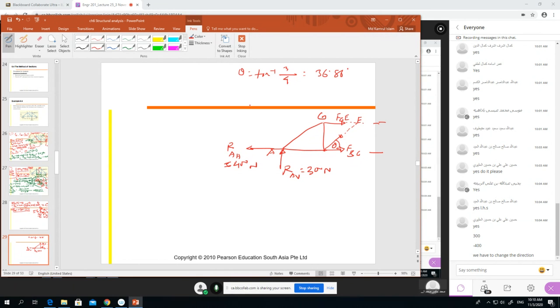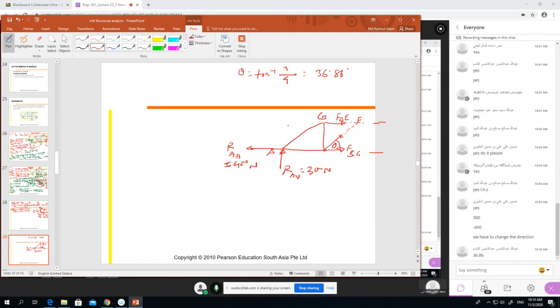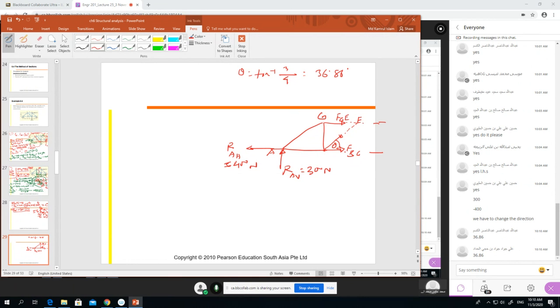Double check, is it correct or not? Tell me please. Is it correct, because 3/4? Yes, it is 3/4 theta.